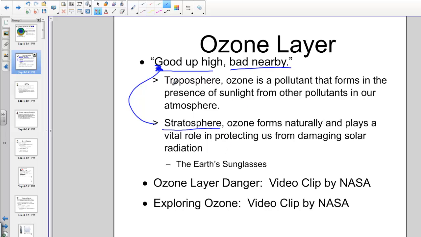But bad nearby, that's this component of our atmosphere. Ozone is a pollutant that forms in the presence of sunlight from other pollutants, specifically known as radicals, in our atmosphere. Of course, this is at the Earth's surface, known as the troposphere. If ozone is present, it is considered a pollutant. Up higher in our atmosphere, in the stratosphere, we see an ozone layer that serves a very important role for our protection.